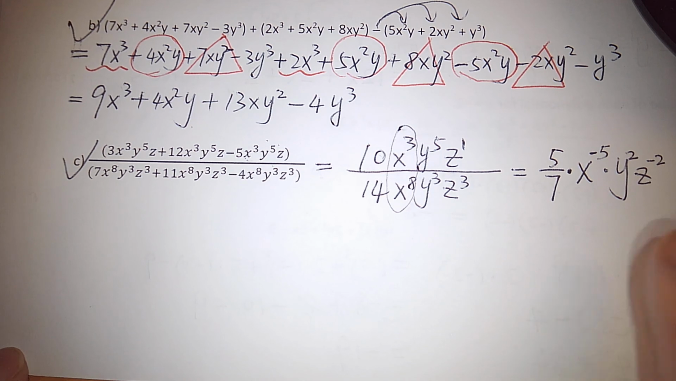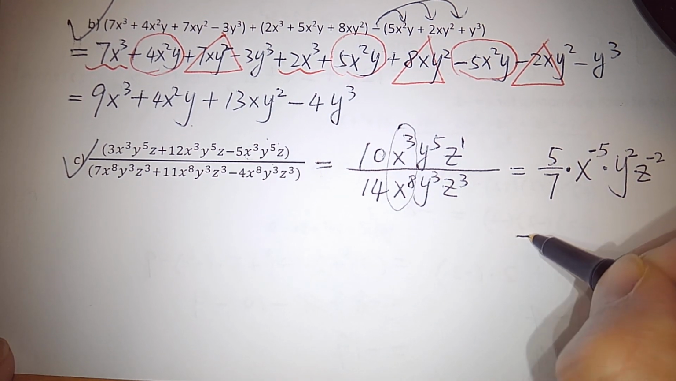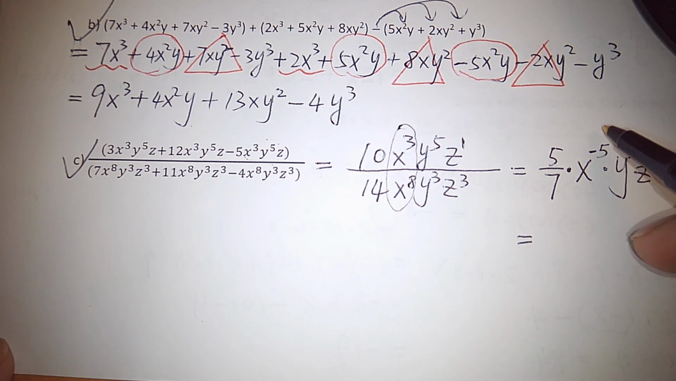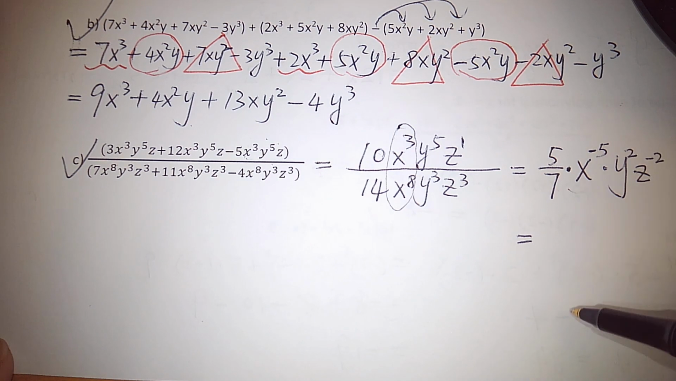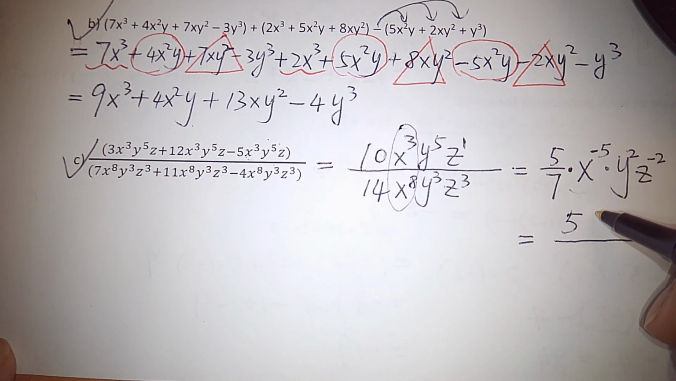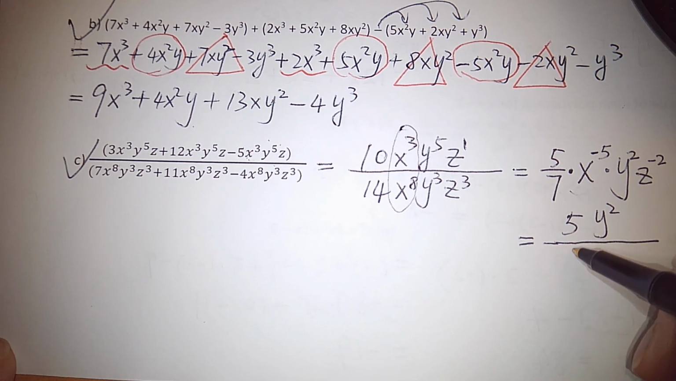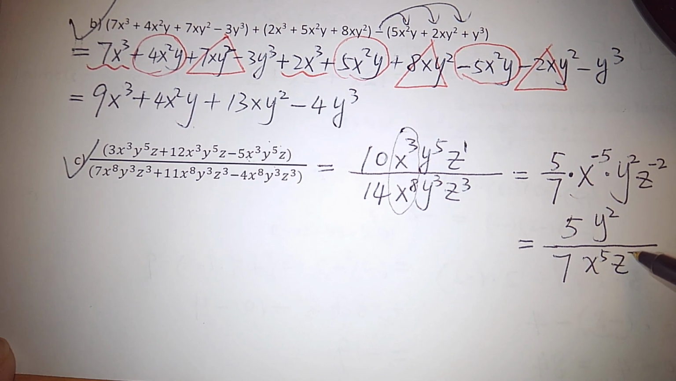-2. Okay. And if we have a negative exponent, we have to rewrite it as a positive exponent. By how? Putting it over 1? Yes, 1 over this. Okay, well, flip it to the bottom, right? So we should have a 5 times y squared on the top. On the bottom, it gives us what? 7 times x to the 5th times z squared.